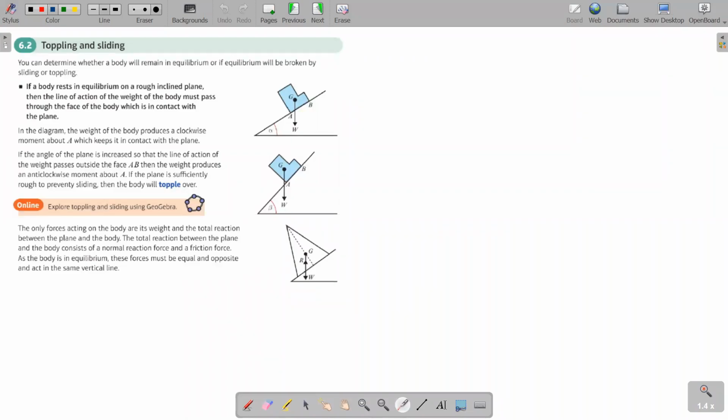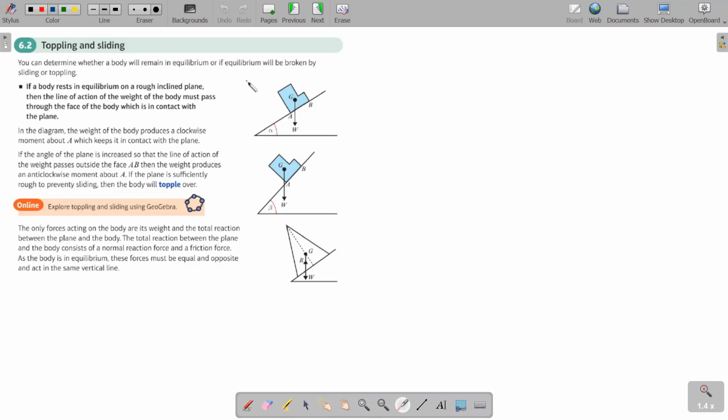All right, guys. So we'll now move on to the last part of the lesson. We are going to now discuss toppling and sliding. You do have some idea about this once again in M2, so we'll go through the whole thing again. They say here you can determine whether a body will remain in equilibrium or if equilibrium will be broken by sliding or toppling. Okay, guys.